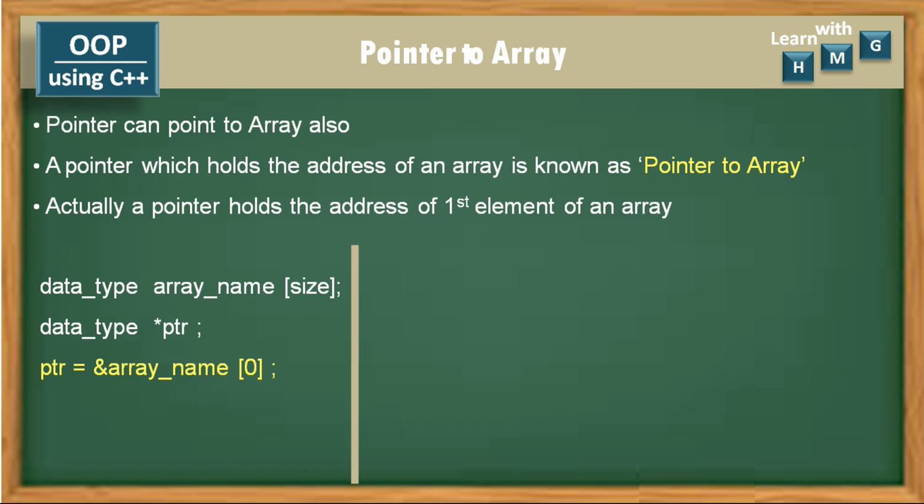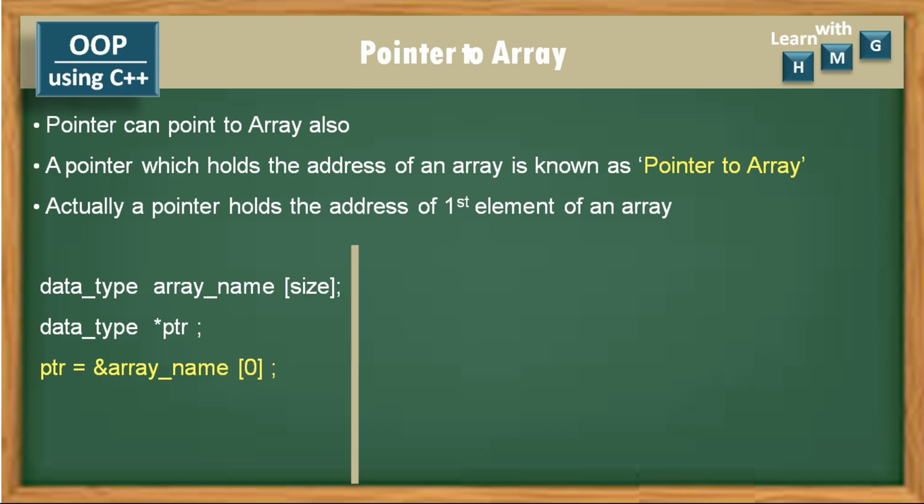And the third step is, as usual, you have to initialize the pointer with the address of first element, that is ptr is equal to ampersand array name of 0. So here this array name of 0 is indicating the first element of array, and the address operator is applied on it to get the address, and it is assigned to pointer variable, and like this the pointer variable is initialized with the address of first element, and we can say now the pointer is pointing to array.